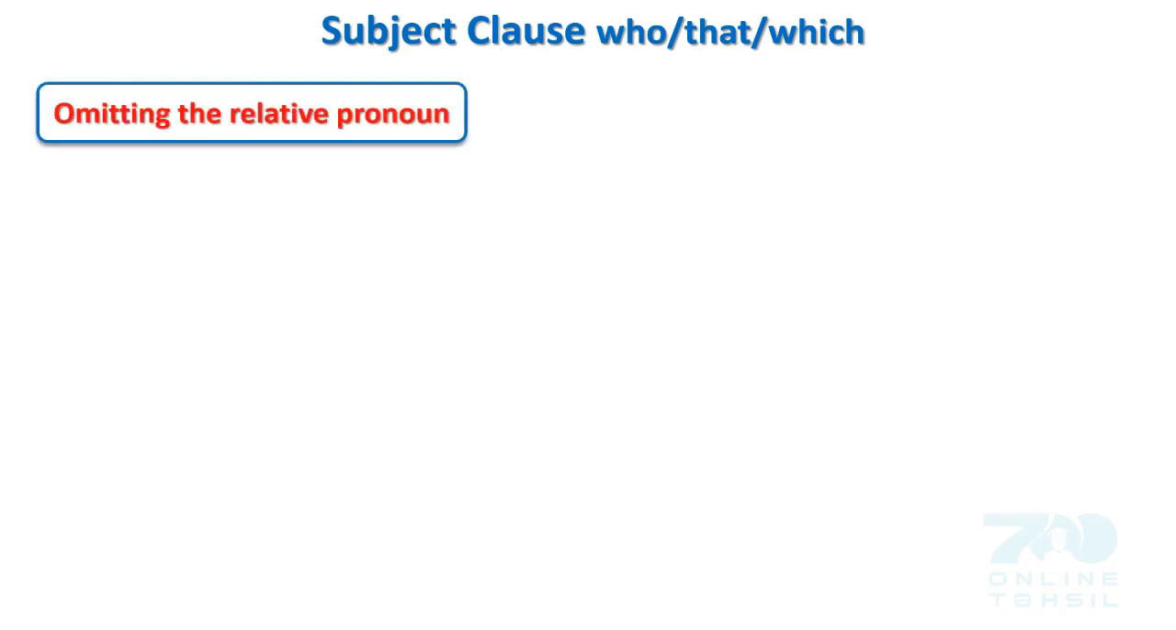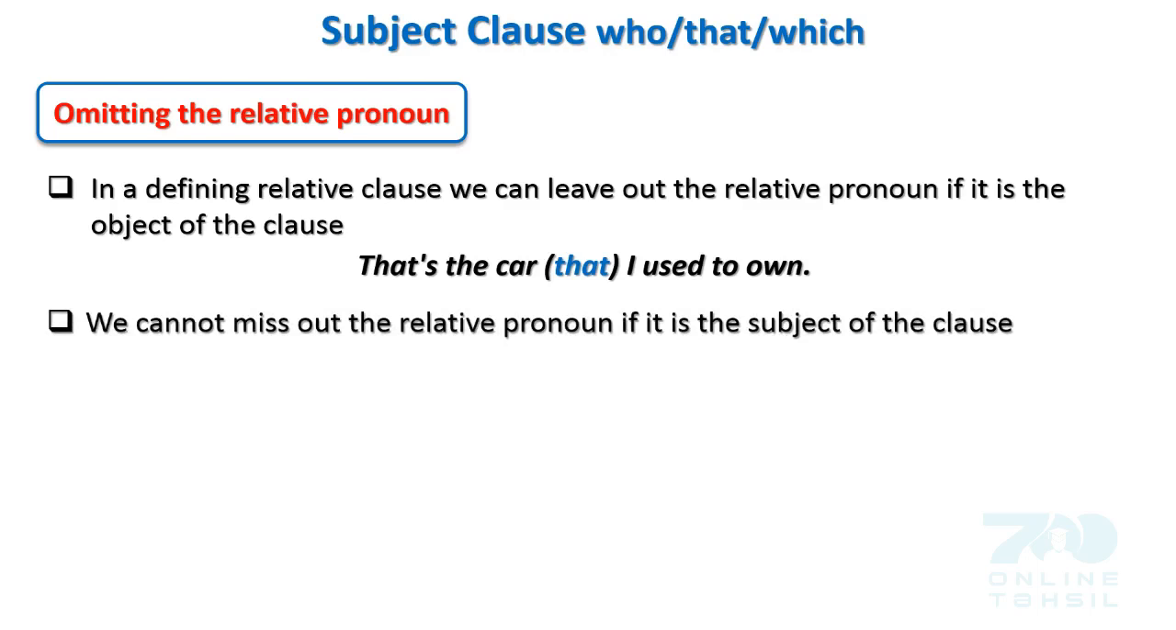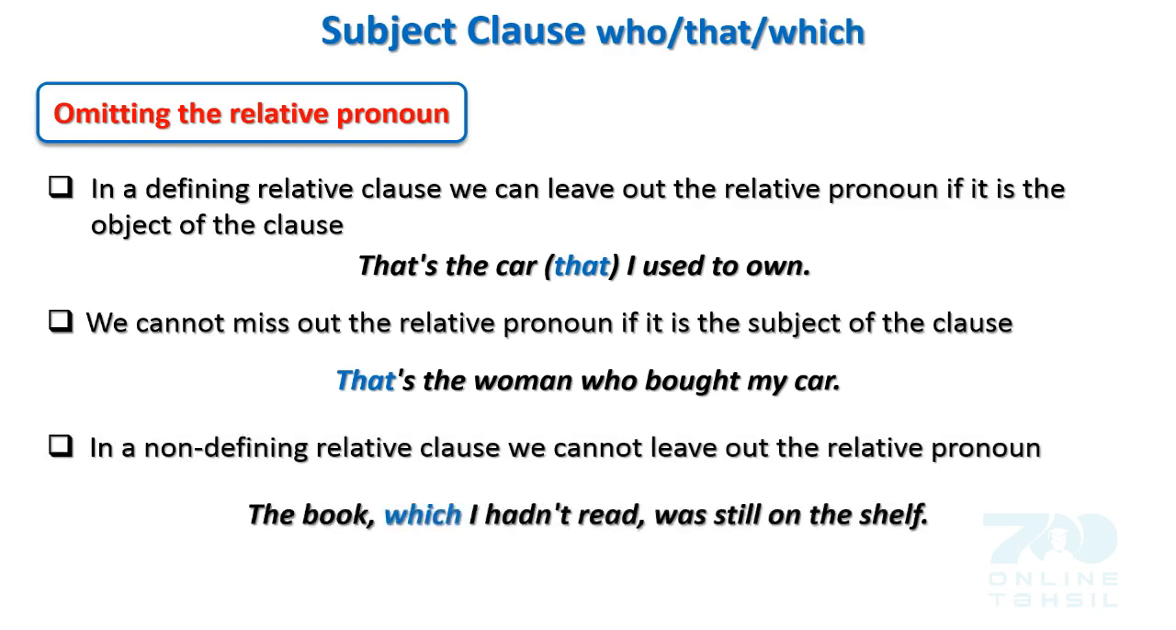Omitting the relative pronoun. In a defining relative clause, we can leave out the relative pronoun if it is the object of the clause. That's the car that I used to own. We cannot miss out the relative pronoun if it's the subject of the clause. That's the woman who bought my car. In a non-defining relative clause, we cannot leave out the relative pronoun. The book which I hadn't read was still on the shelf.